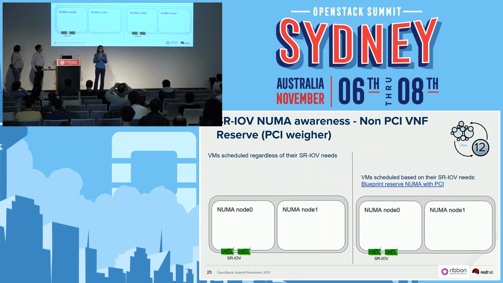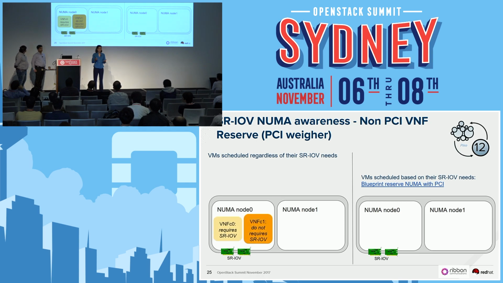And these are the enhancements coming in for SRIOV. This is coming with Pike as well. The blueprint is right there, and it has been approved. This is for supporting non-PCI VNFs. Let's look at the use case here.